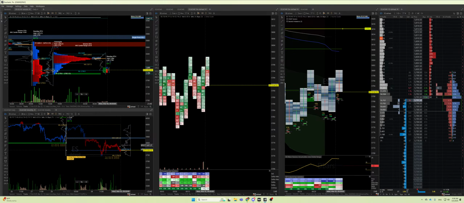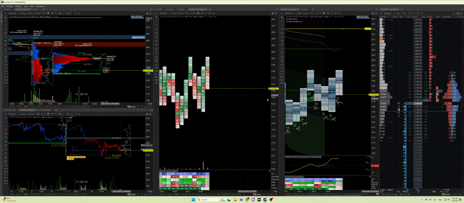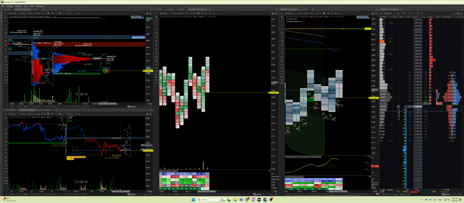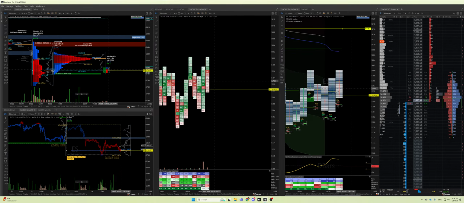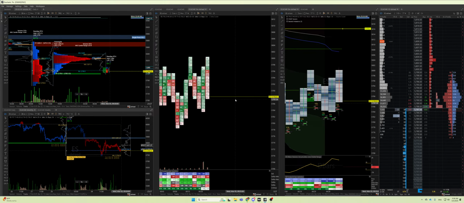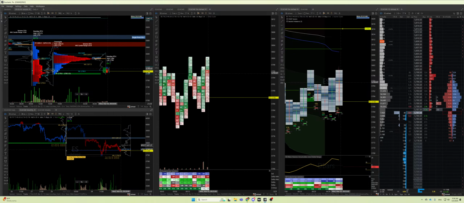Let's get 791, 92. See if they get any orders spoofed. We're at the previous day POC. Let's see. Yeah, zooting more down.